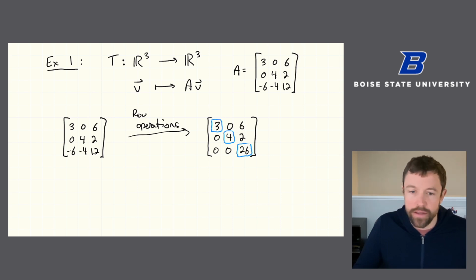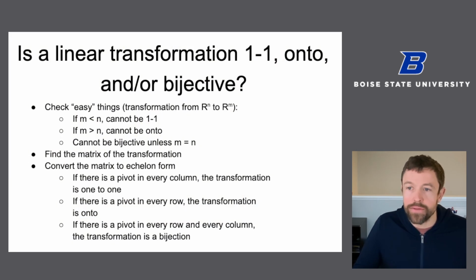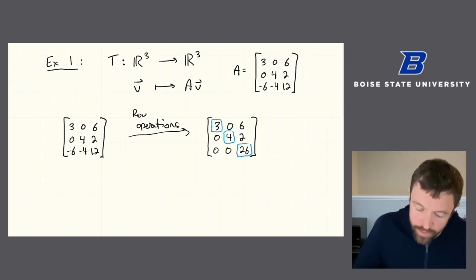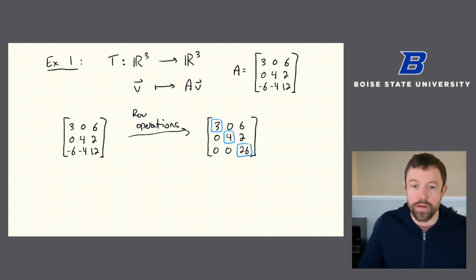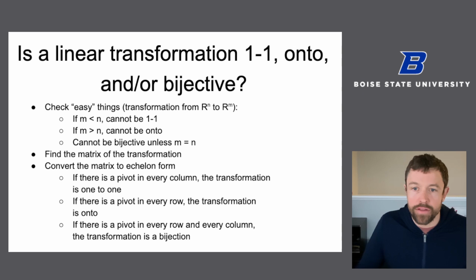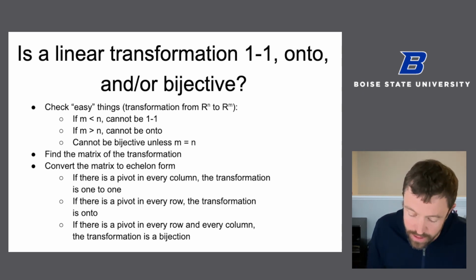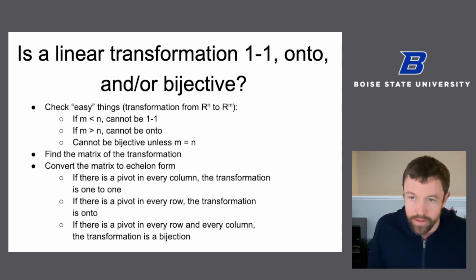I don't know why I said it in that order. All right, so what do we check? If there is a pivot in every column, the transformation is one-to-one. Well, there is a pivot in every column. So this transformation is one-to-one. If there is a pivot in every row, the transformation is onto. There is a pivot in every row.